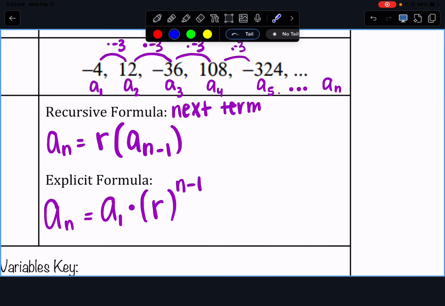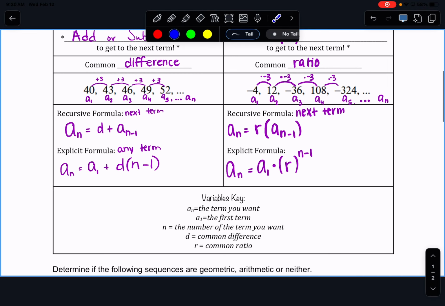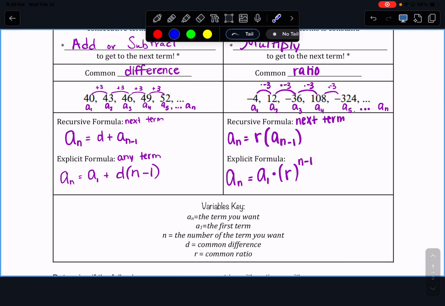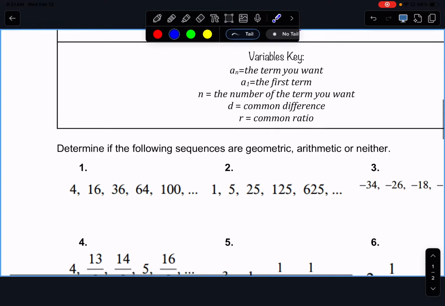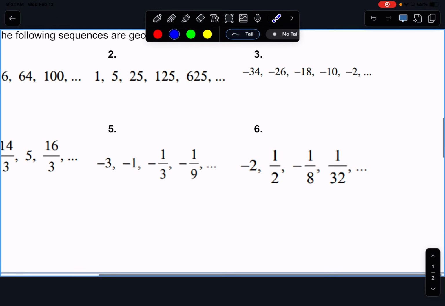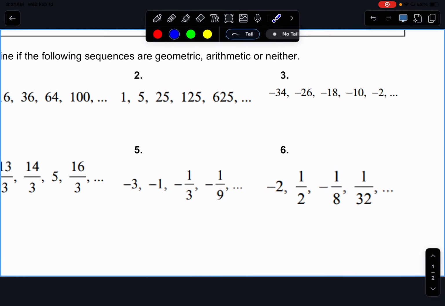That is why it is in this unit, because it's literally just an exponential function. We are going to focus more on geometric than on arithmetic. Pretty much the only thing we're going to look at for arithmetic is just being able to identify it. So right here, all of the variables that I used up there are explained. Now, we're going to look at these and determine whether they're arithmetic, geometric, or neither.